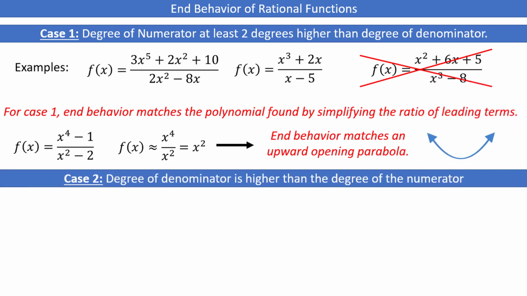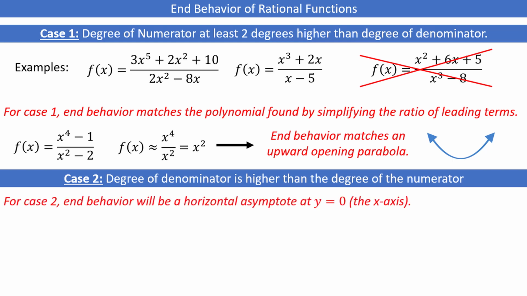Case 2 is when the degree of the denominator is higher than the degree of the numerator. In that case, the denominator will get much larger in absolute terms than the numerator for really positive or really negative values for x. This leads to the function approaching 0 as x approaches positive or negative infinity. Graphically, this creates a horizontal asymptote at y equals 0, which is the x-axis.